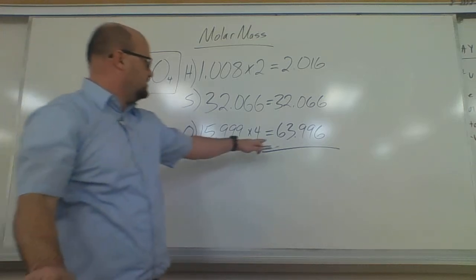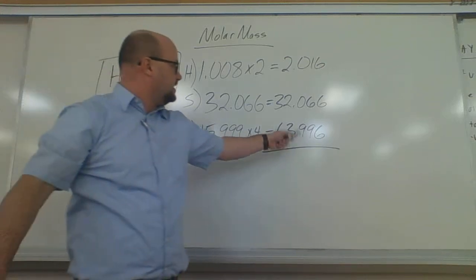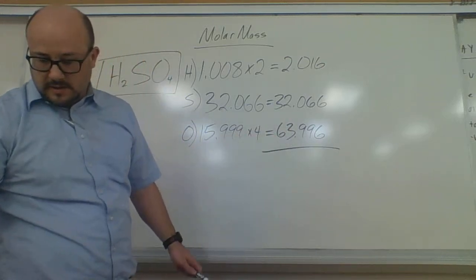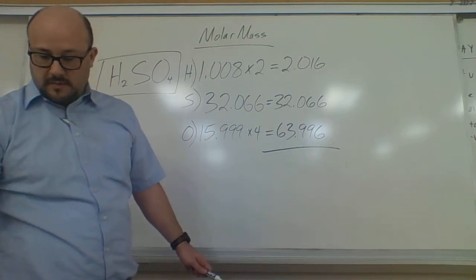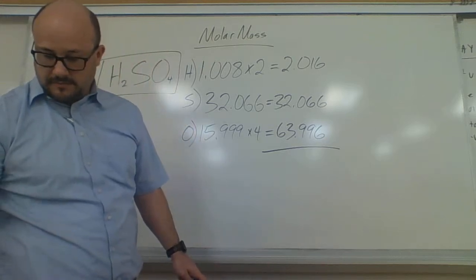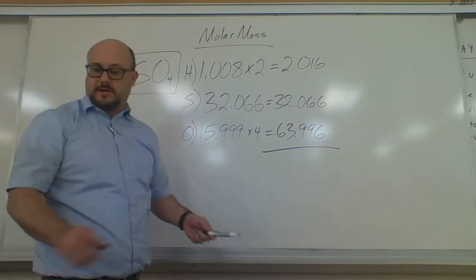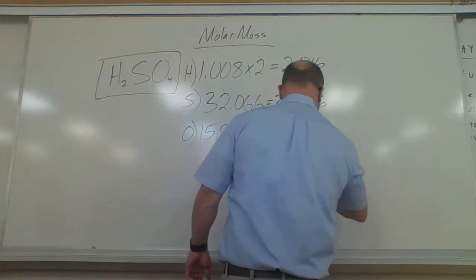Now, I'll start with oxygen because I already have it plugged into the calculator. 63.996 plus 32.066 plus 2.016. And that gives us a grand total of 98.078.